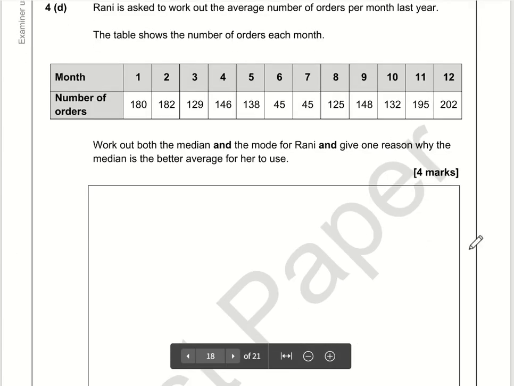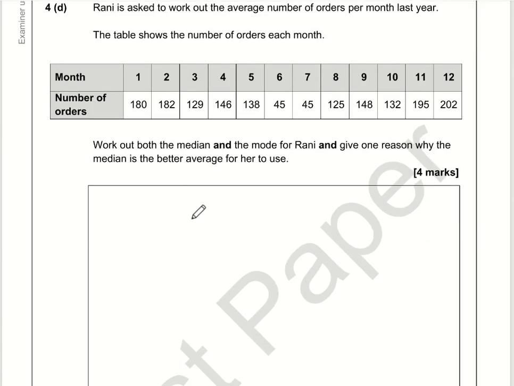Okay, for part D, the first thing we need to do is work out the median. Now, for the median, we need to put these in order. So, I'm going to put them in ascending order. It's much easier than descending order. So the lowest is 45, and we've got a second 45, and I would recommend just chopping them off here. Otherwise, you might miss a value. Okay, the next is, I believe, 125, 129.